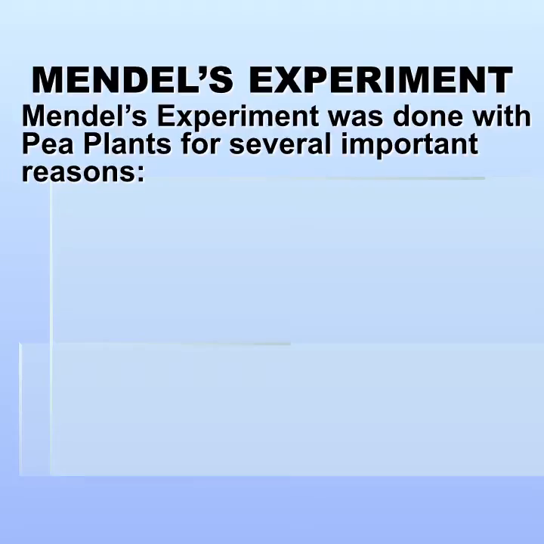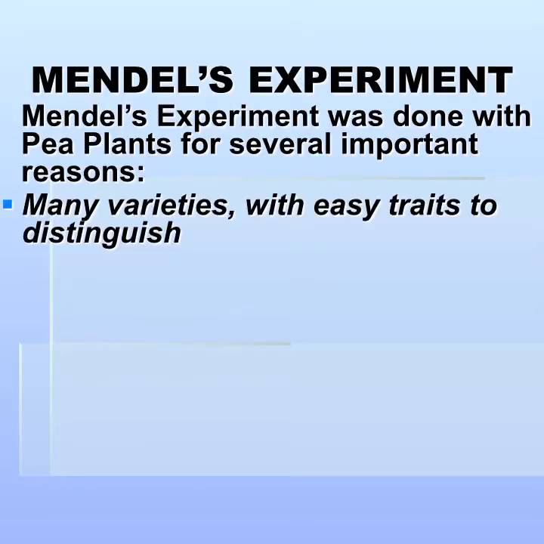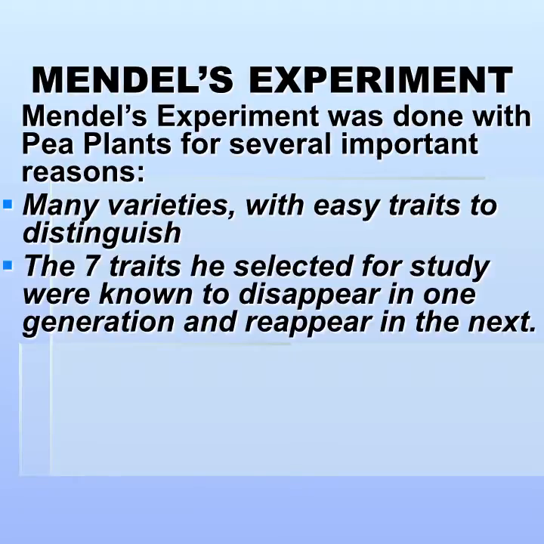Experiment was done with pea plants for several important reasons. Many varieties have easy traits to distinguish: color of flowers, color of pods, color of peas. The 7 traits he selected for study were known to disappear in one generation and reappear in the next.